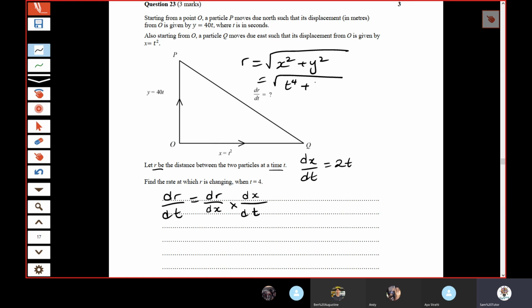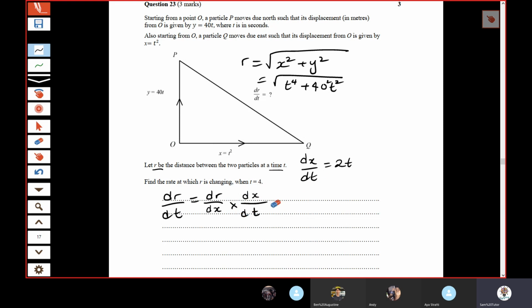Y squared is 40 squared t squared. So in this case, you probably don't even need dr on dt as a chain rule question, because what you can do is you can find r with respect to time, and then you're just going to differentiate it. So it's even easier than this.